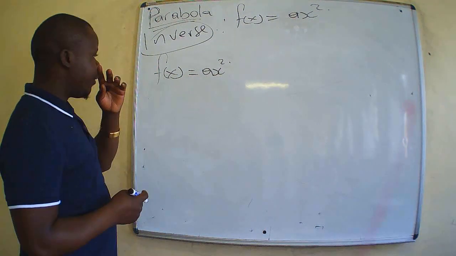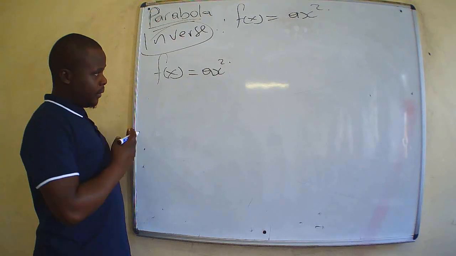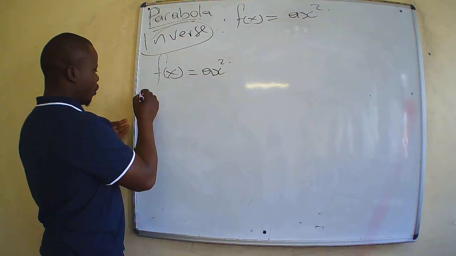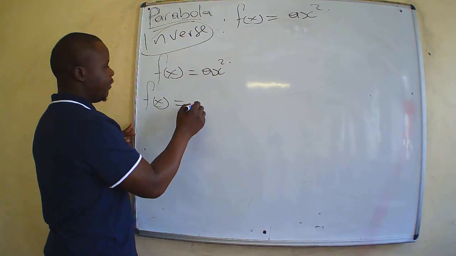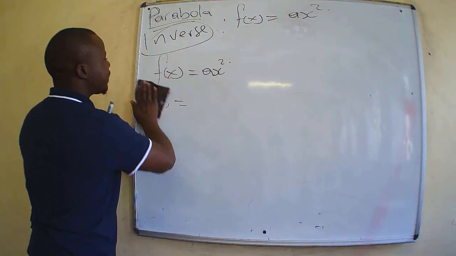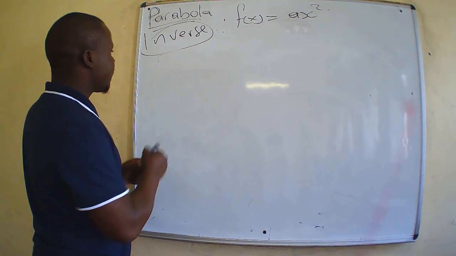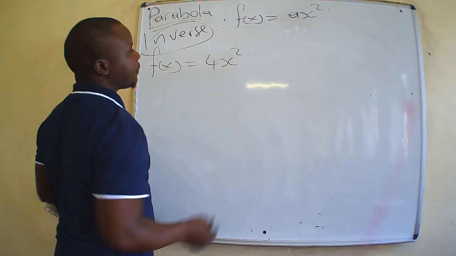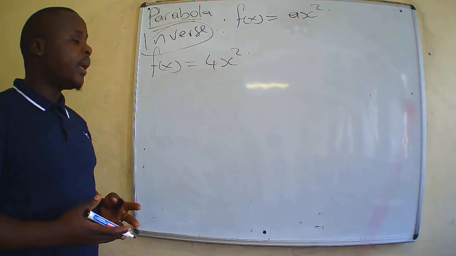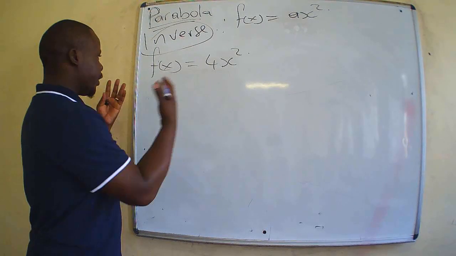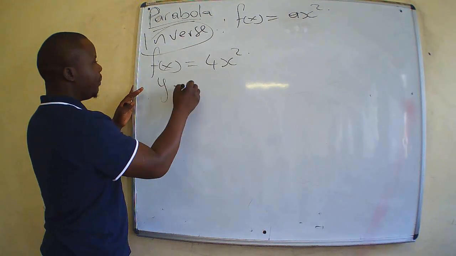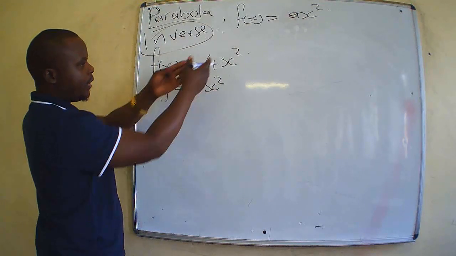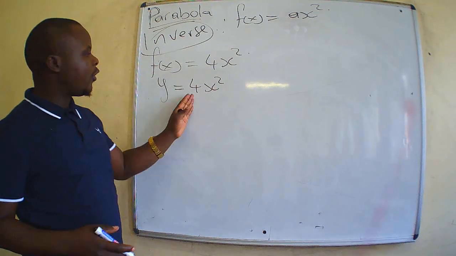If this is our f of x and we want to find the inverse of that, let us have a real example where a is a real number. Let us start with our f of x being equal to 4x squared. This is our original, and we need to find the inverse of that. Rewriting this, y will be equal to 4x squared. We replace f of x with y because that is our range. This is the domain. So y is equal to 4x squared.